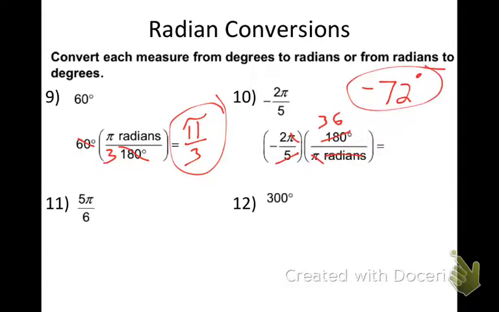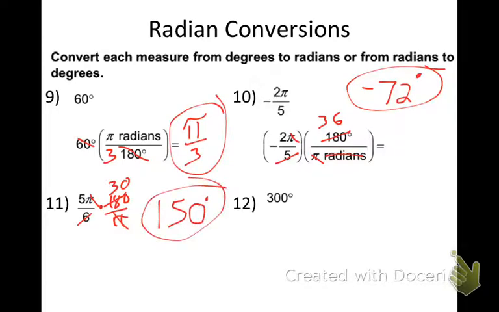And then number 11. 5 pi over 6. To change it to degrees, I'm going to multiply by 180 over pi. Pi's cancel. 6 goes into 180 30 times. 5 times 30 is 150 degrees. And then number 12.